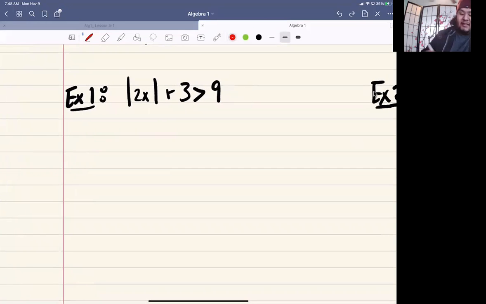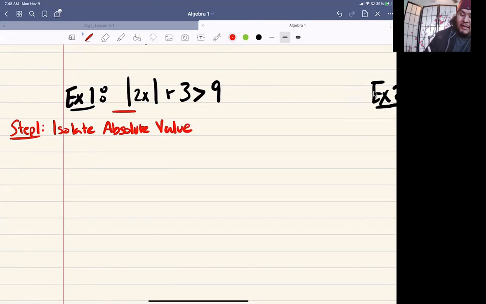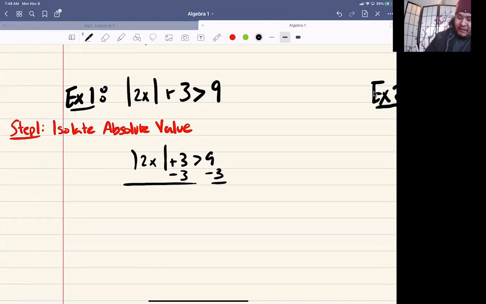When solving, step one is to isolate the absolute value. That's always going to be our first step. When we look at this problem, we want to get the absolute value of 2x by itself, so we've got to get rid of this plus 3. We have the absolute value of 2x plus 3 greater than 9. To get the absolute value part by itself, you're going to do minus 3, and that gives you the absolute value of 2x greater than 6.